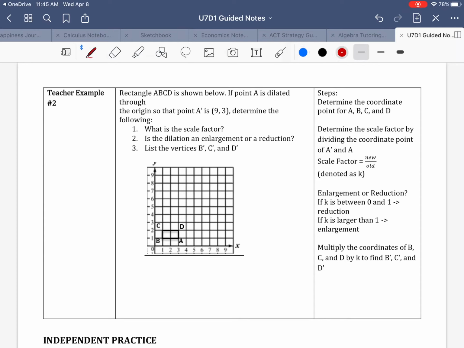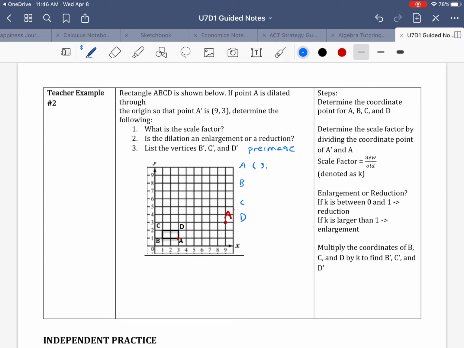So let's take a second here to find where our new A point is going to be. A prime is at 9, 3. So here's 9, 1, 2, 3. It's going to be right here. So this is our A prime, and here is our point A. So again, the first thing I'm going to do is write out the coordinate points, A, B, C, D for our pre-image.